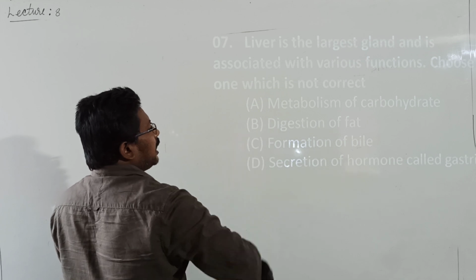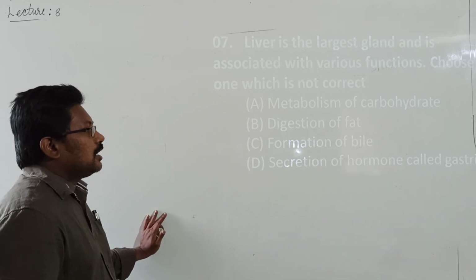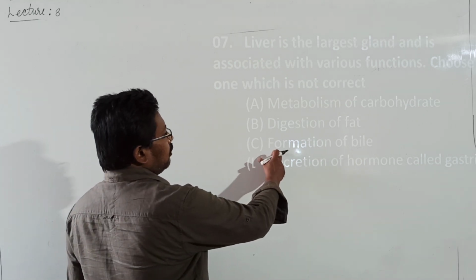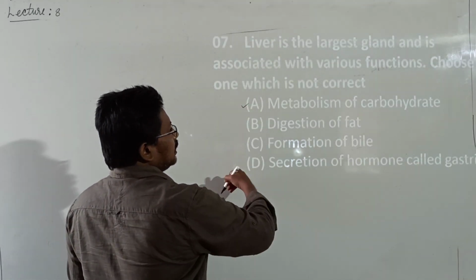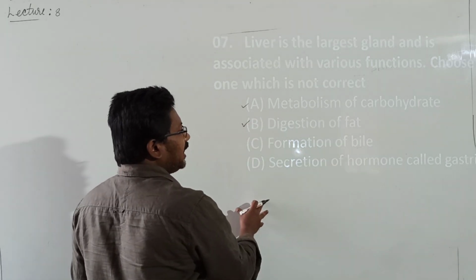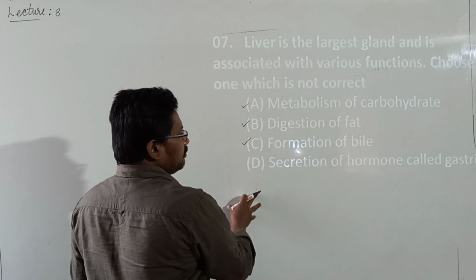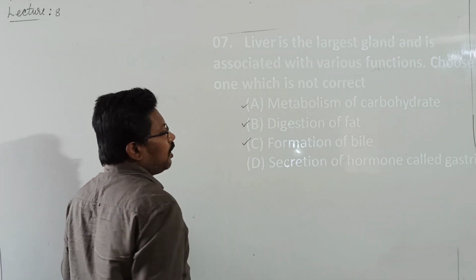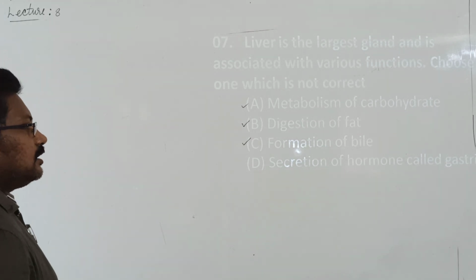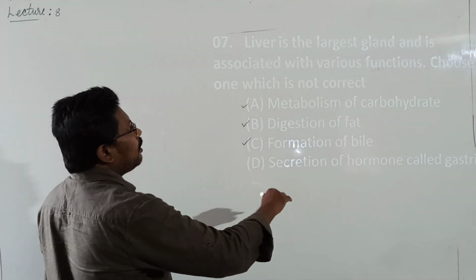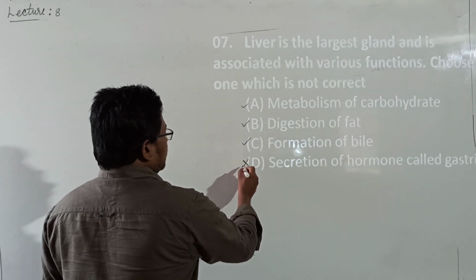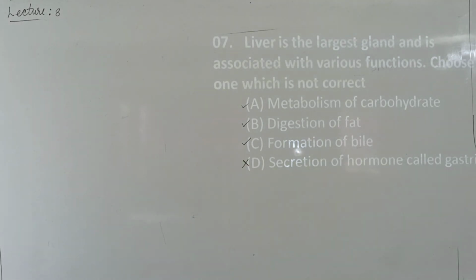Then it also helps in digestion of fat by producing bile. So hence this is also a correct statement. This is a correct statement, this is a correct statement, and formation of bile is also a correct statement, and secretion of the hormone called gastrin. Okay, so that is wrong. So gastrin is not produced by the liver. So it's a wrong statement.